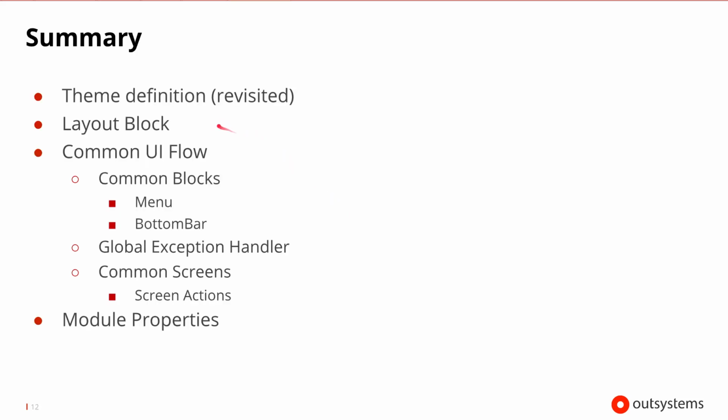So we covered a lot of ground. We looked at the theme definition again to see how it defines what the layout block is going to be, and that layout block is in the common UI flow, as well as the menu, the bottom bar, the global exception handler, and some very important screen actions. And then at the end here we looked at the module properties, because we know that the module will have certain defaults, and if we wish to change those default properties, we have the power to do so.